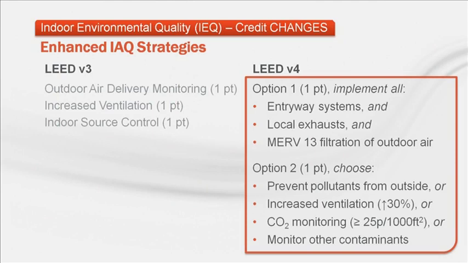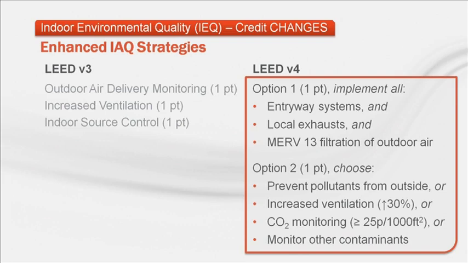In version 3, you could earn 1 point for outdoor air delivery monitoring, 1 point for increased ventilation, and 1 point for indoor source control. But with version 4, these have all been combined into a single credit worth either 1 or 2 points. Now there are 2 options for earning points in this credit.